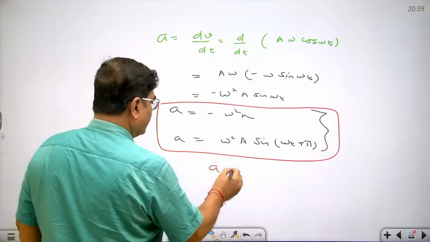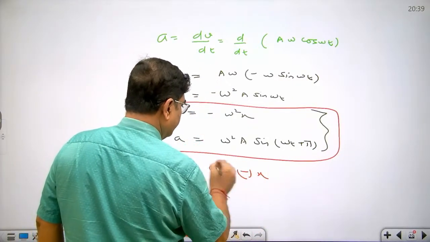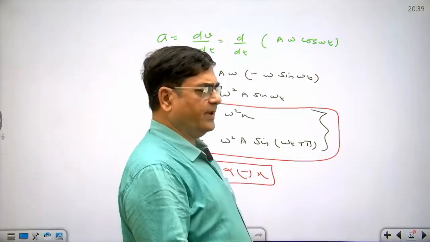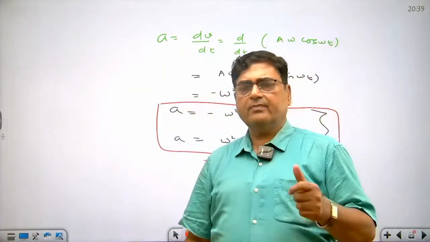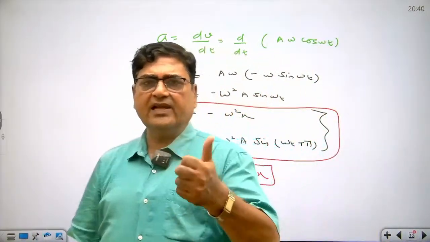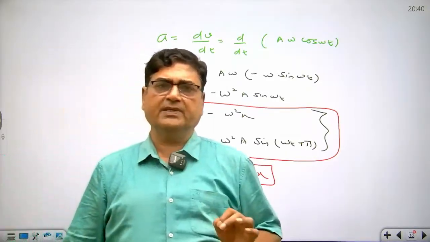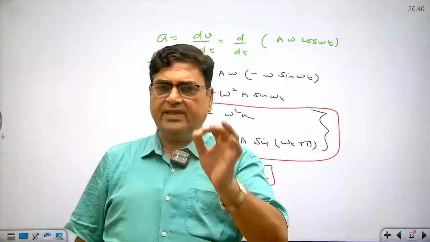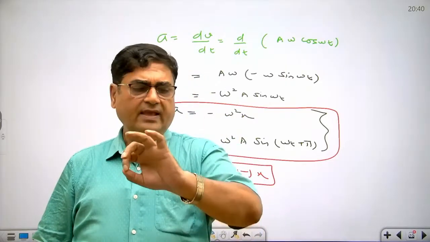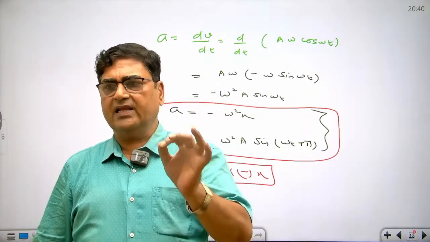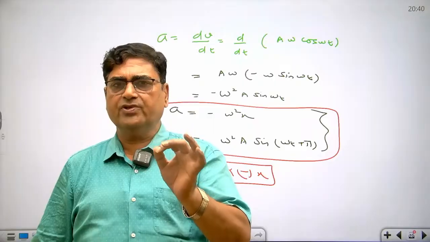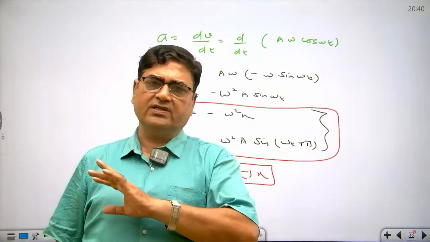Dear student, the first relation is a proportional to minus x. This is the general concept of SHM. In simple harmonic motion, the acceleration of the particle is directly proportional to the displacement from the mean position and always directed towards the mean position.